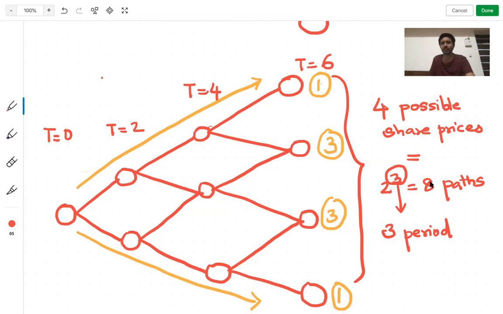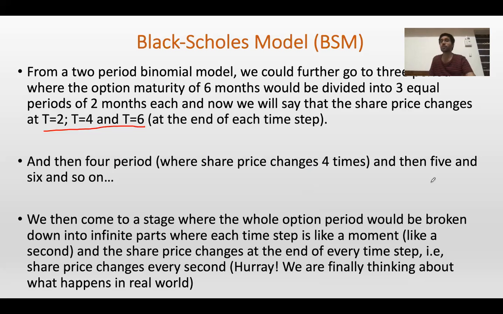Okay, is it 1.25 actually? No, it'll be 1.5 months. I'm sorry. So 6 months broken down into 4 time steps will be 1.5 months. Okay, and the share price is now going to change 4 times in that whole option contract period. Once at t equal to 1.5, the second time at t equal to 3, the third time at t equal to 4.5, and the fourth time it will change is at t equal to 6.